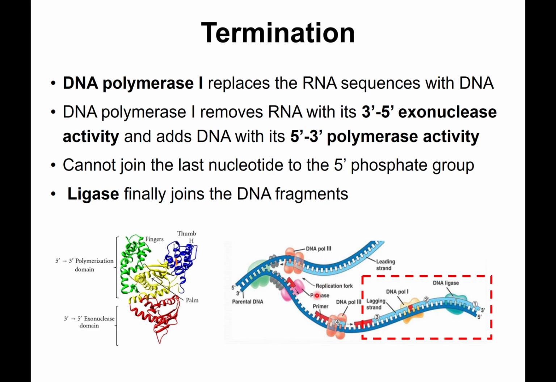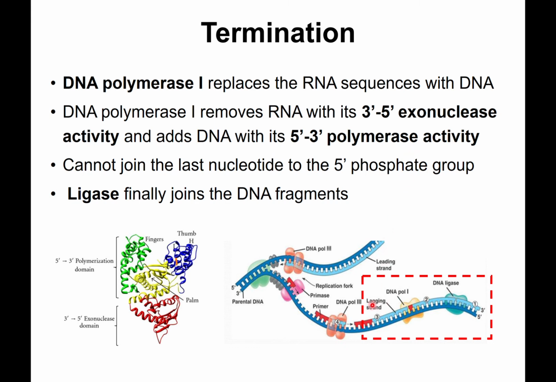So it will bind to these RNA primers here in red. And then in the 3' to 5', so this is the 3', this will be the 5'. In this direction, it can actually remove the primers, going in reverse. Once it has removed all the primer, now it can go back to the 5' to 3' DNA polymerase activity.